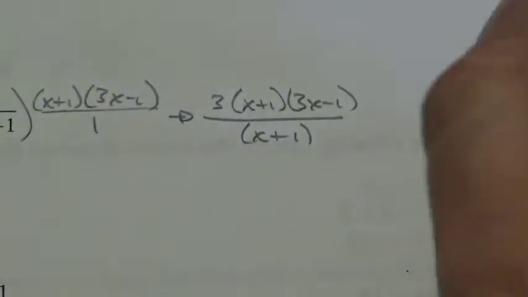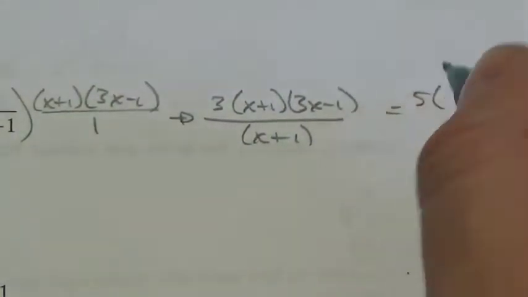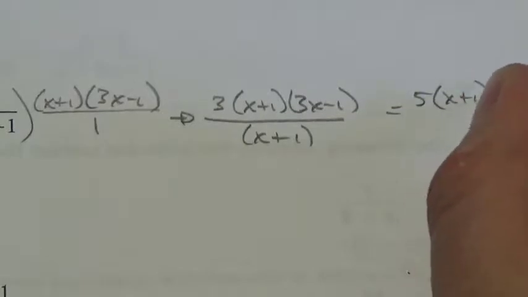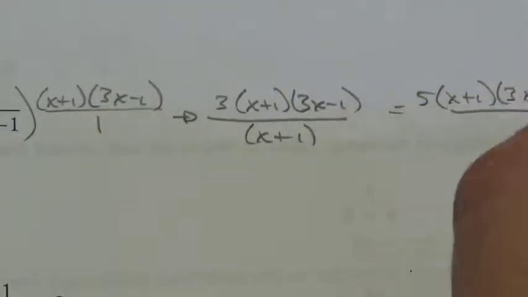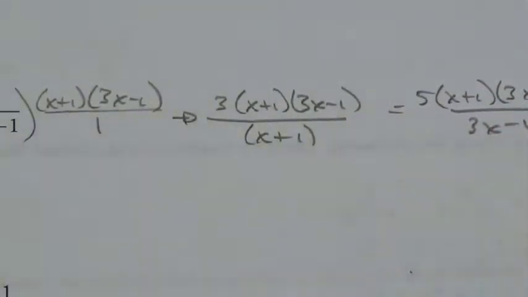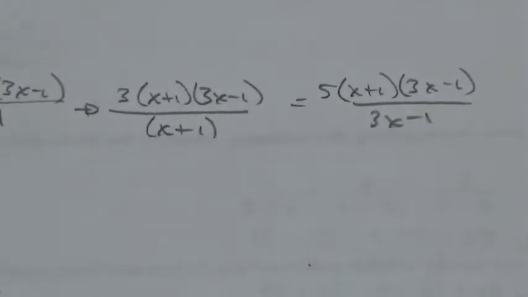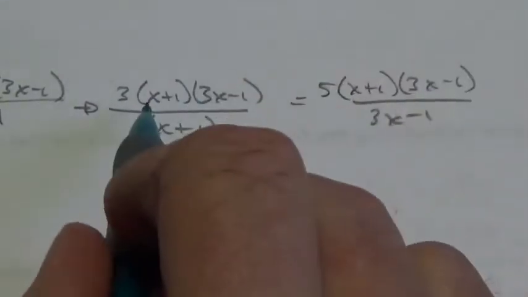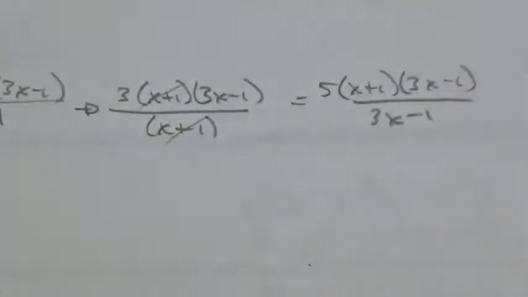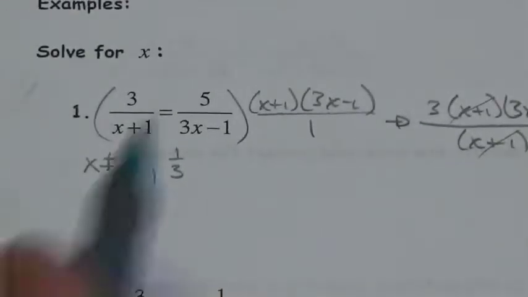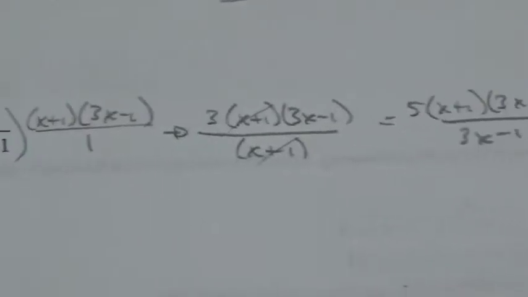And now the right-hand side will be 5 multiplied by (x plus 1)(3x minus 1) over (3x minus 1). Now, I look at both sides of my equation here. Notice I've got an x plus 1 over x plus 1. I can cancel those as long as x is not allowed to equal negative 1. And I've already identified it can't.